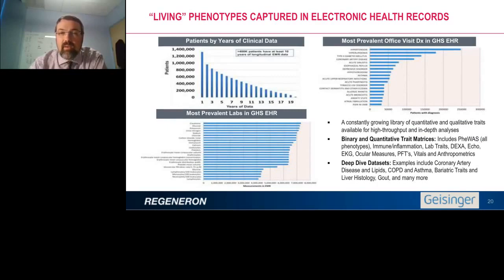This is something that grows on a daily basis and is just incredibly valuable in terms of being able to go back to patients and having large numbers of individuals with lots and lots of incredibly valuable data. Something like more than 400,000 patients with at least 10 years of longitudinal EMR data is just really unparalleled. And with enormously valuable and interesting deep dive data sets, things like coronary artery disease, COPD, bariatric traits, liver, things that are high unmet need and really where we think we can have a lot of impact in terms of drug development and helping patients.